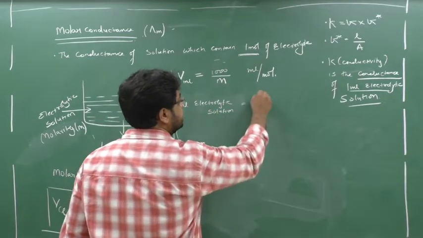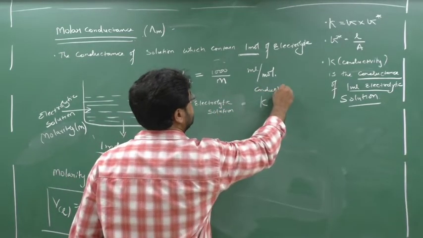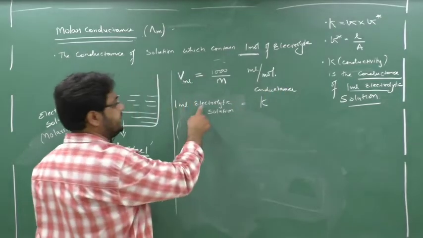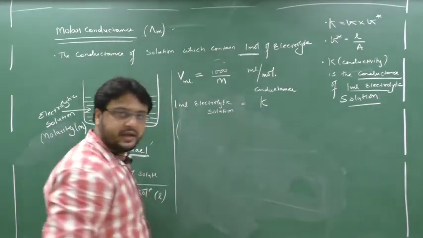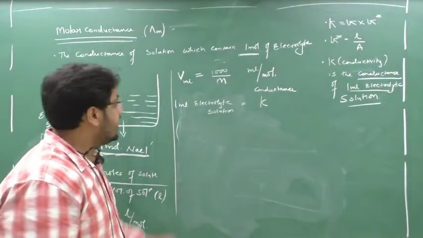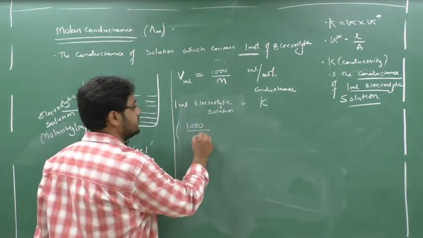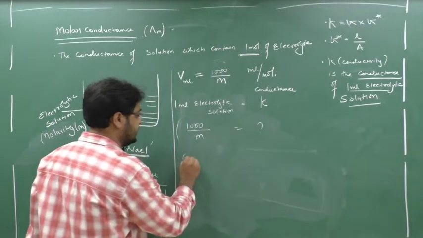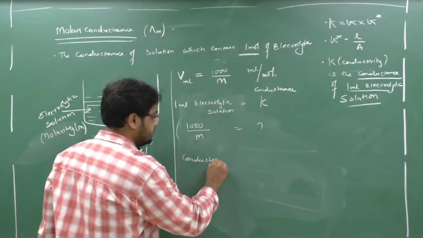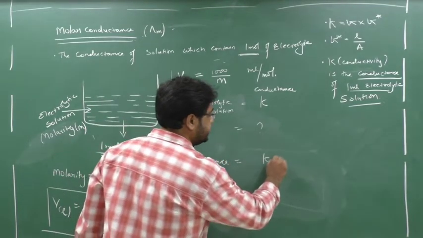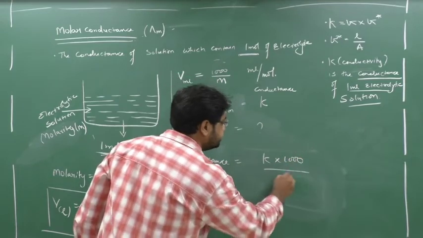Conductance is K. Here this is conductance. For 1 ml of electrolytic solution, the conductance is K. How many ml do I have? I have 1000 by M. So what will be the conductance? The conductance will be equal to K into 1000 by M.